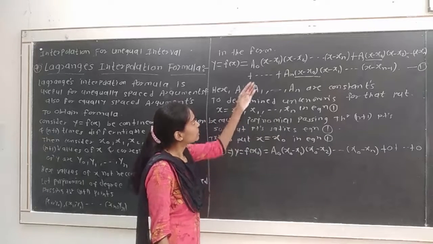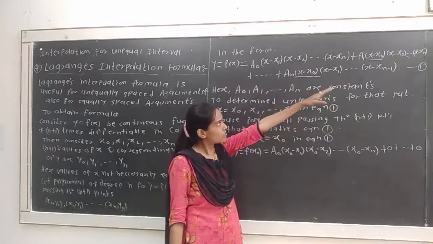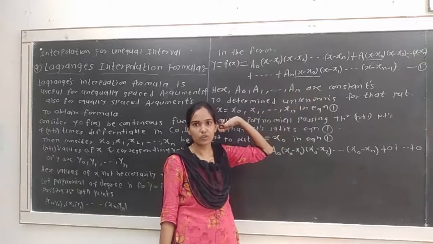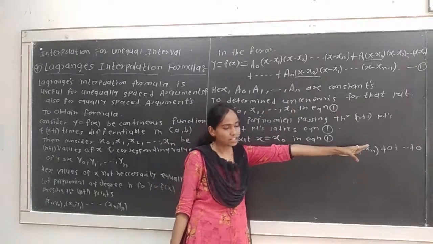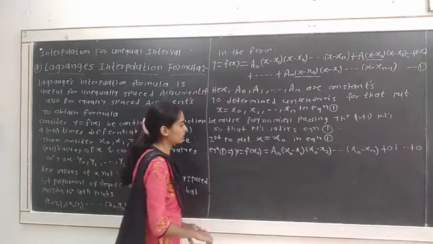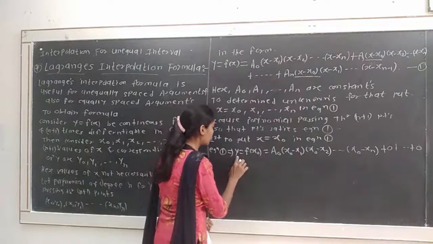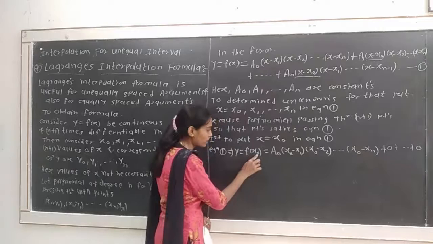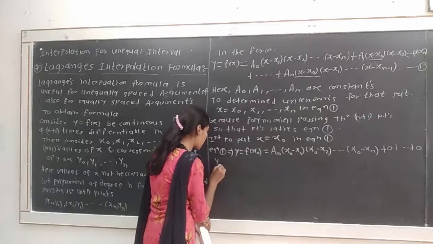See again here, in the remaining terms, all the terms contain the factor x minus x0, so all the terms tend to 0. So we directly write plus 0 0. Only we have to get the first term. Here y is equal to f of x0, that is the value of the function at point x0. We can write it as y0 also.